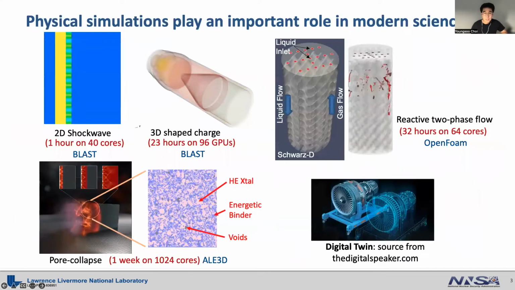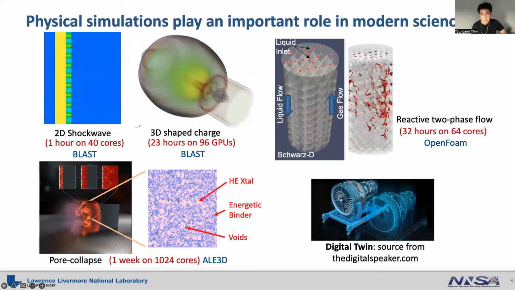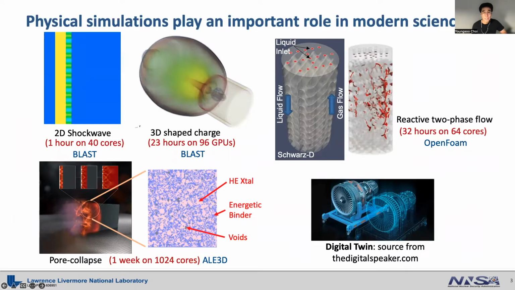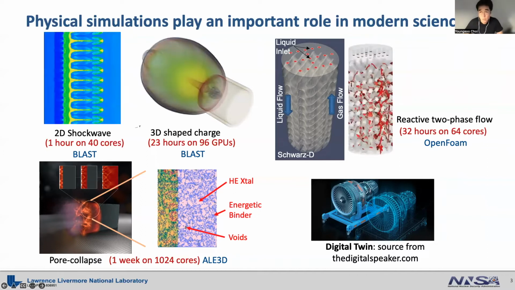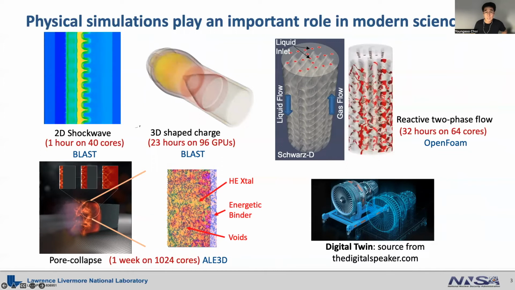All right, physics simulations play an important role in modern science. I do not think anyone here will have an objection to what I have just claimed. If physical simulations were not important, the concept of digital twins would not have emerged. So we can easily agree that physical simulations are important, but then what is the problem?